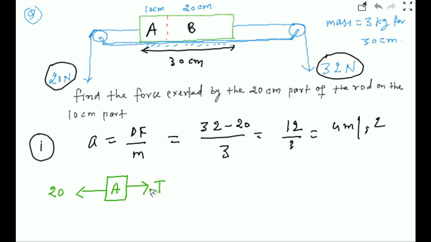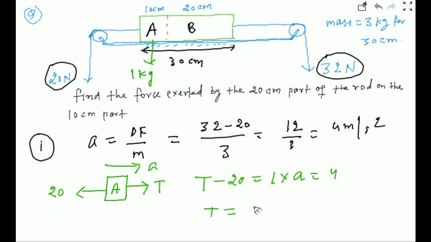So how to write the free body diagram? How to write the Newton's second law equation? The net force is T minus 20, because this is going with A's acceleration in the forward direction. So T minus 20 equals mass. What is the mass of A? The 30 centimeter mass, so what about the 10 centimeter? It will be 1 kg. So this is 1 into A, and A is given as 4 meter per second square. So T equals 24 Newton.